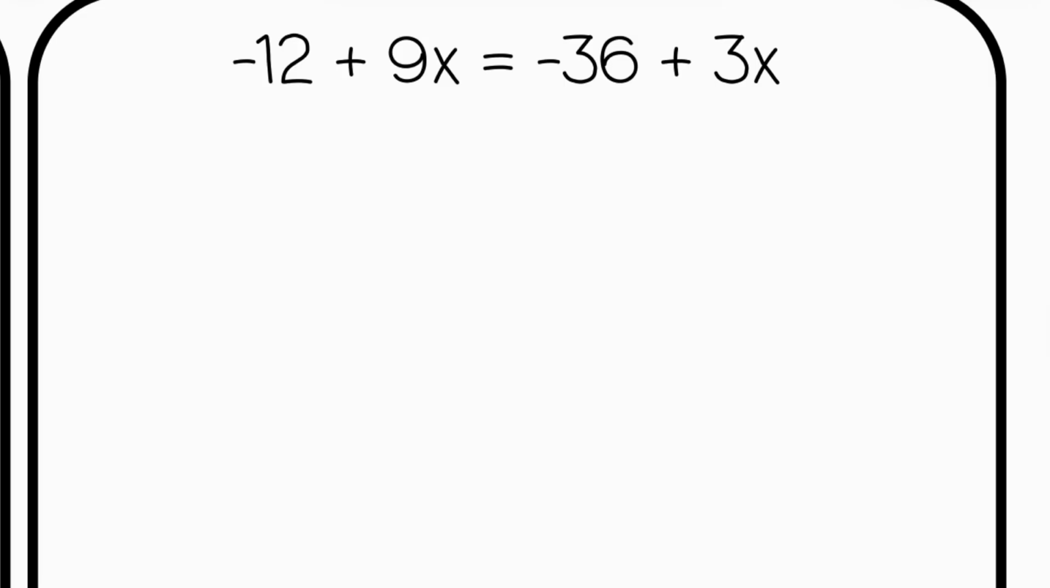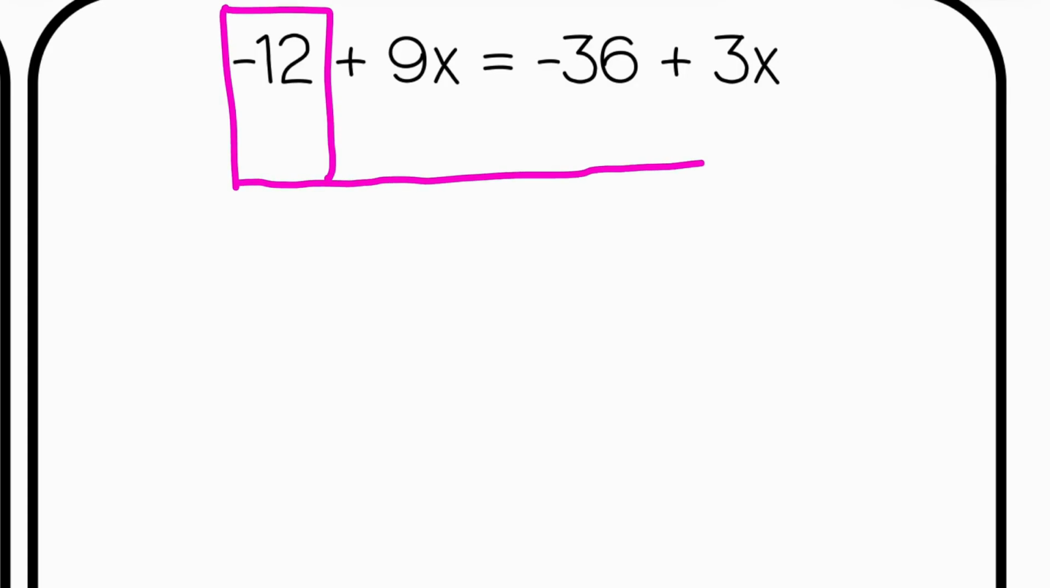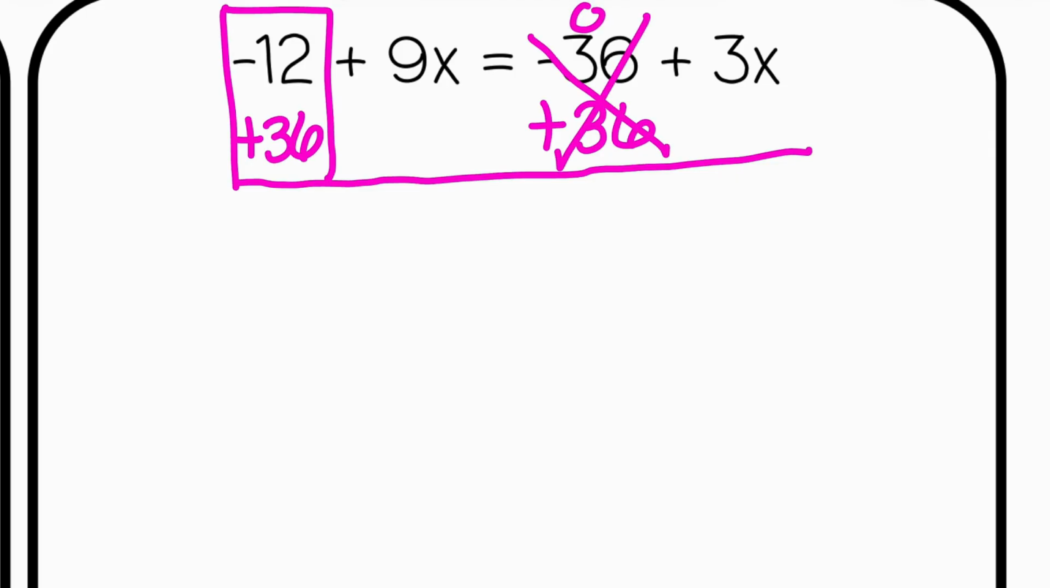All right, on this last problem, I am going to box the first term because that is the most common thing that my students like to do. Box the first term every time, and that's fine. It's a valid strategy. All right, if I box the negative 12, that's a plain number. So I'm looking on this other side, and the other plain number is negative 36. So I'm going to add 36 to both sides.